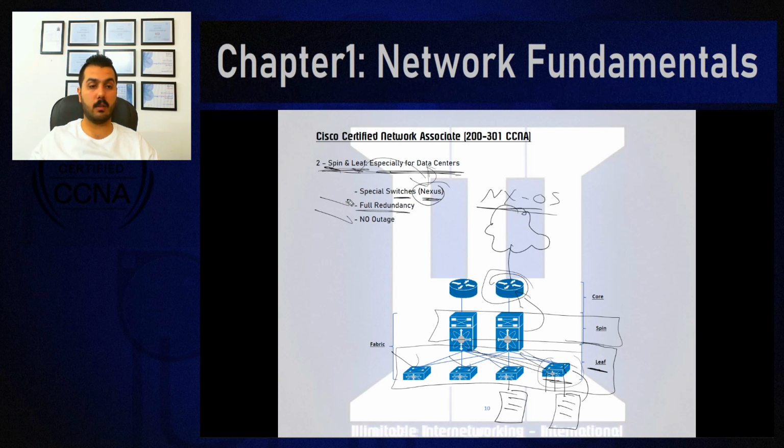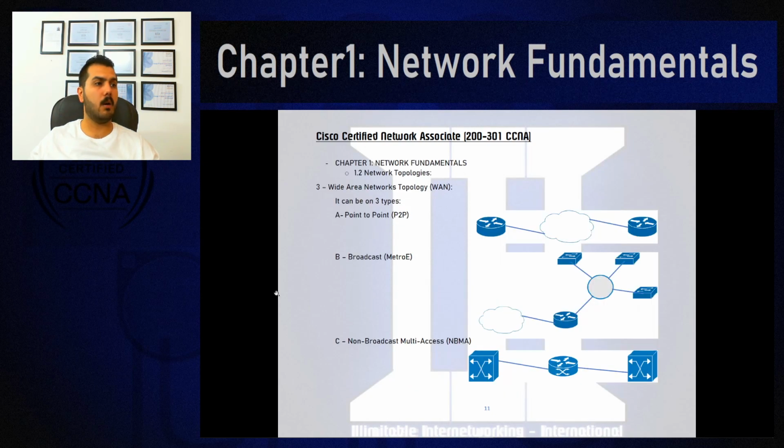internet. Full redundancy, we talked about it. No outage is allowed inside a data center. No outage is allowed using the Nexus platform switches. They are super fast, super powerful. They need special cooling and moisture specifications inside the data center room, so they will function properly without any outage, without any problems in CPU, RAM, or other specs. Everything should be fine always. Okay, this is the second type.